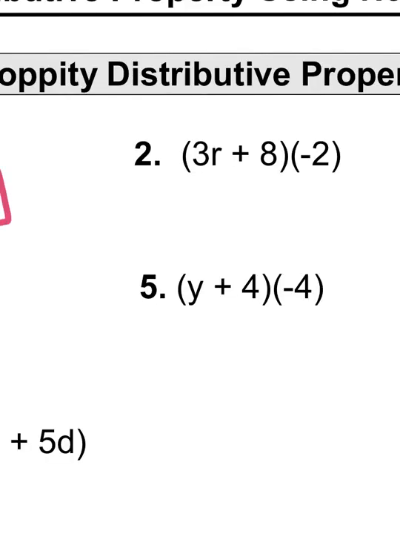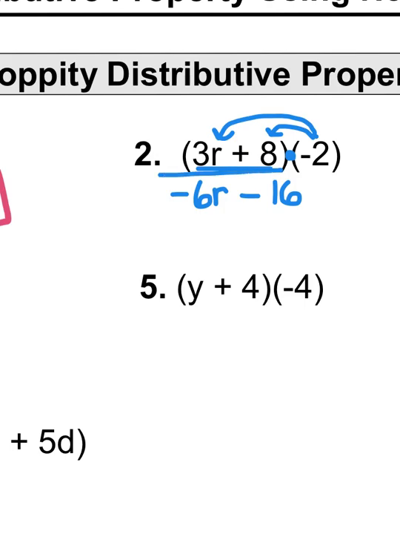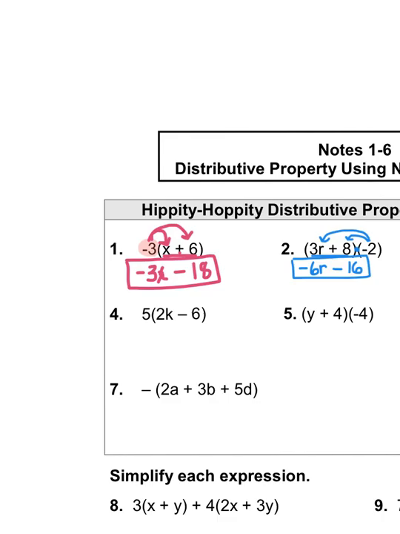This time we're distributing a -2 because it's multiplication and we cannot add these two numbers. They're not like terms. So we'll distribute -2 times 3r. That would be -6r. This is the biggest mistake 8th graders make. -2 times 8 is -16. So we'll just write it as -16. It makes it more simple. Box your answer and we'll go on to number 3.